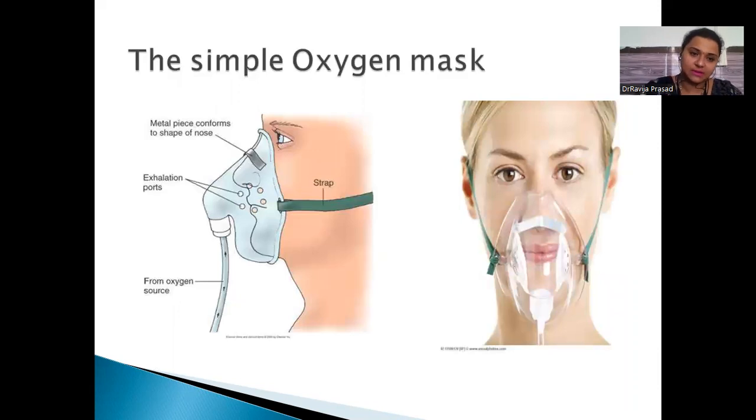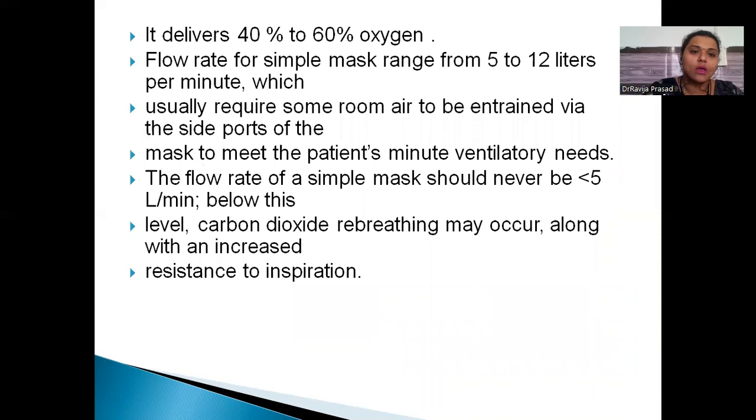The simple oxygen mask. Now, this is a simple oxygen mask. In this simple oxygen mask, the first thing you can see is a metal piece that conforms to the shape of the nose. Second, the holes presented there are the exhalation ports. Third, from which we get the oxygen supply, that is the oxygen source, this narrow pipe. And fourth, the strap.